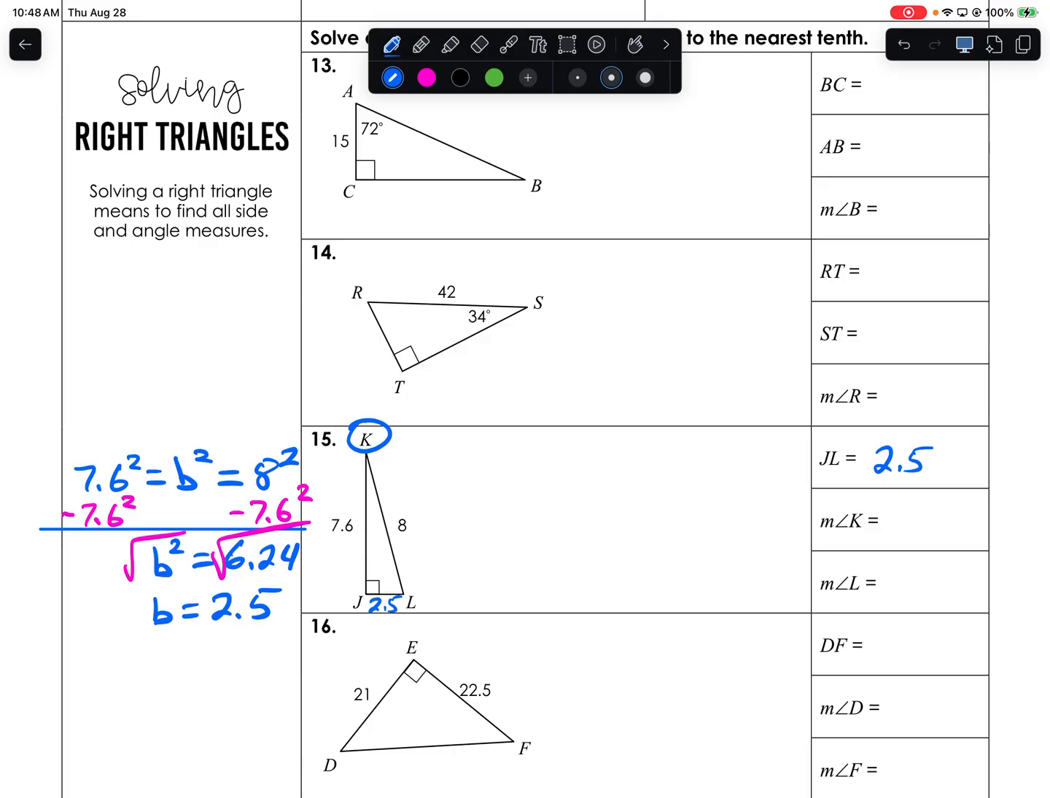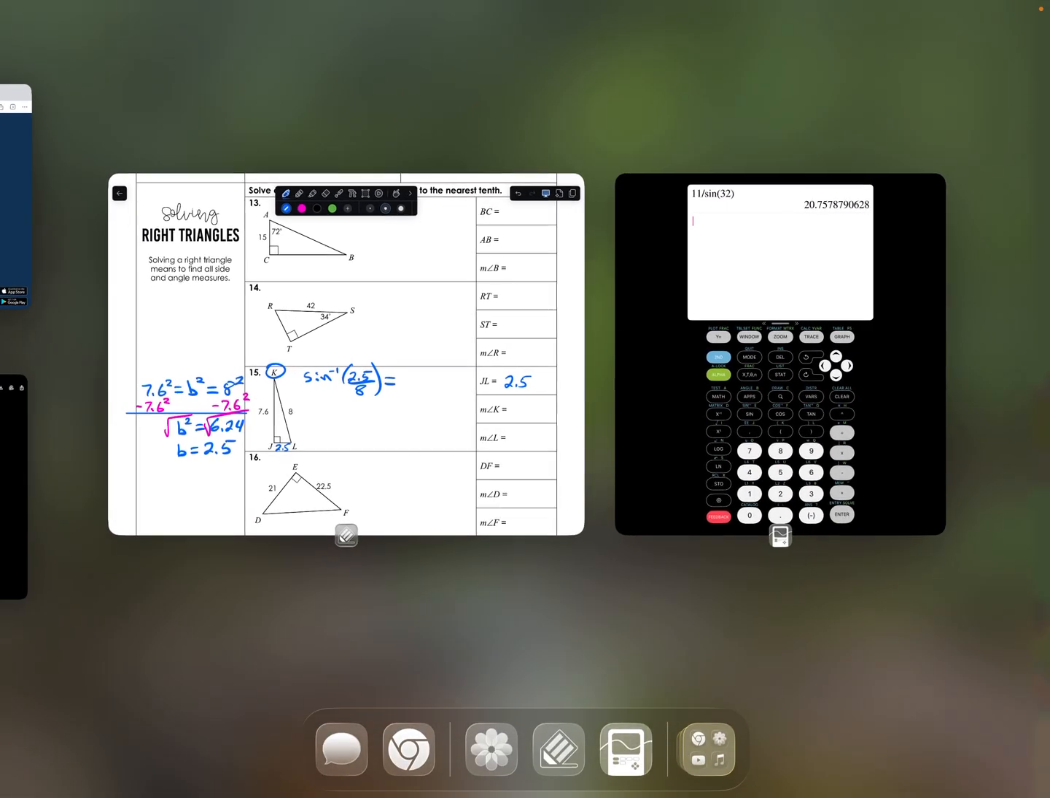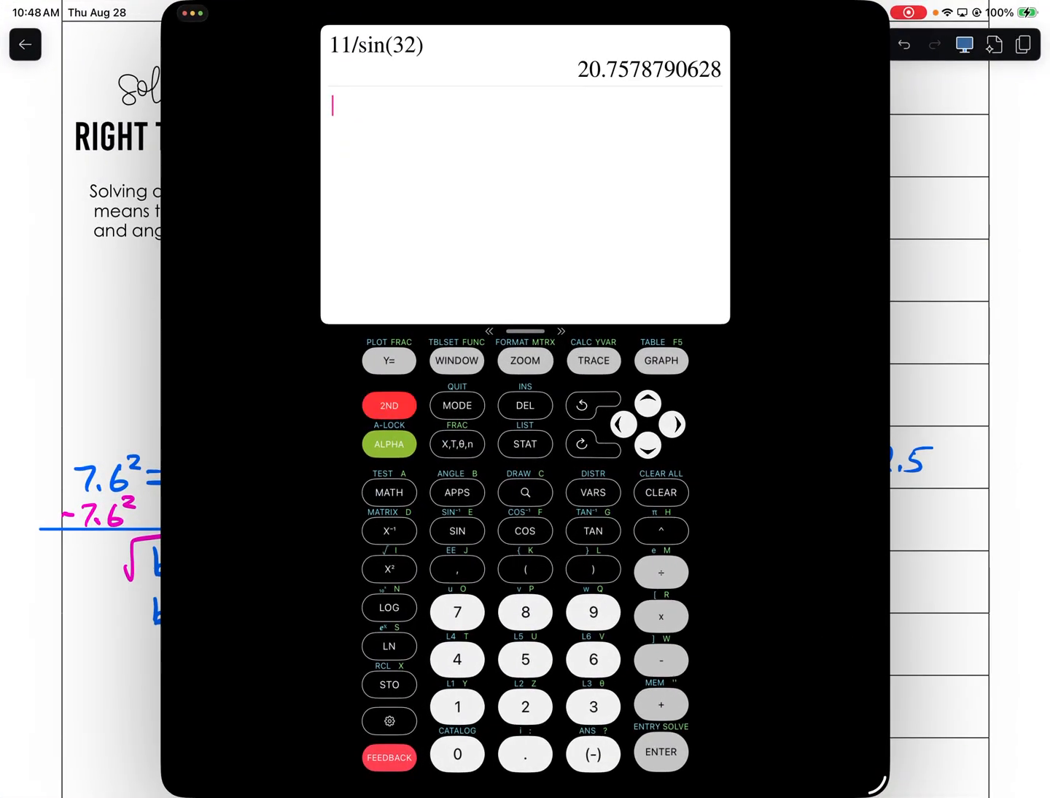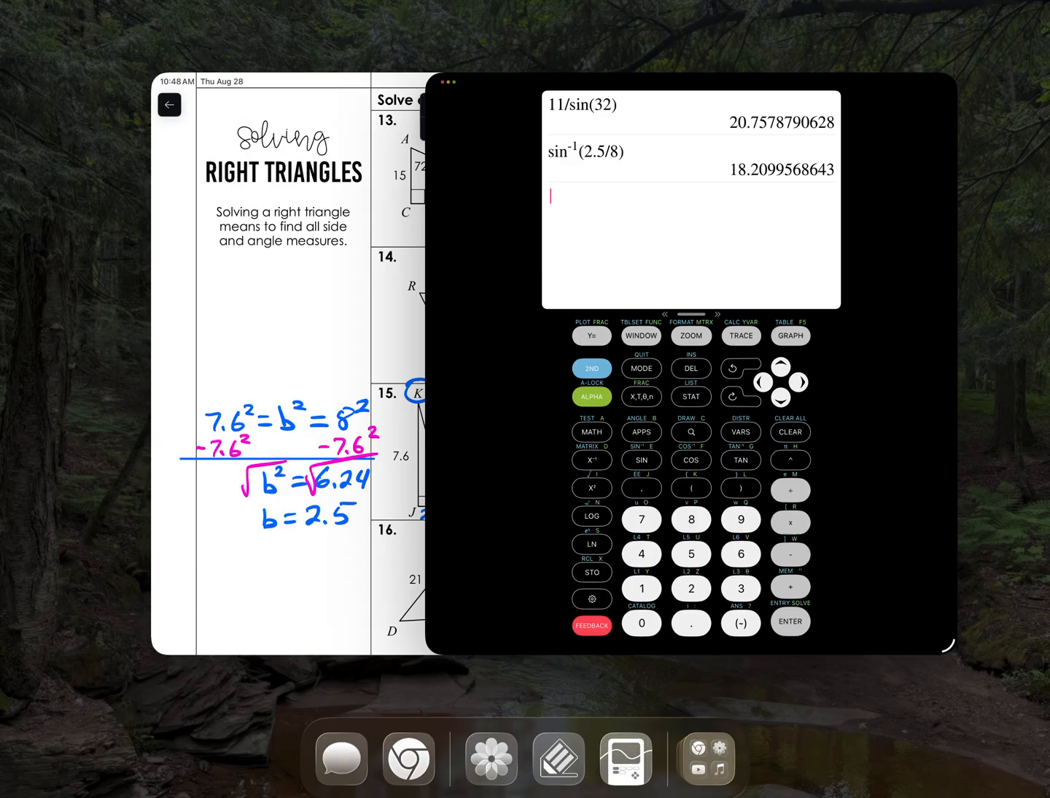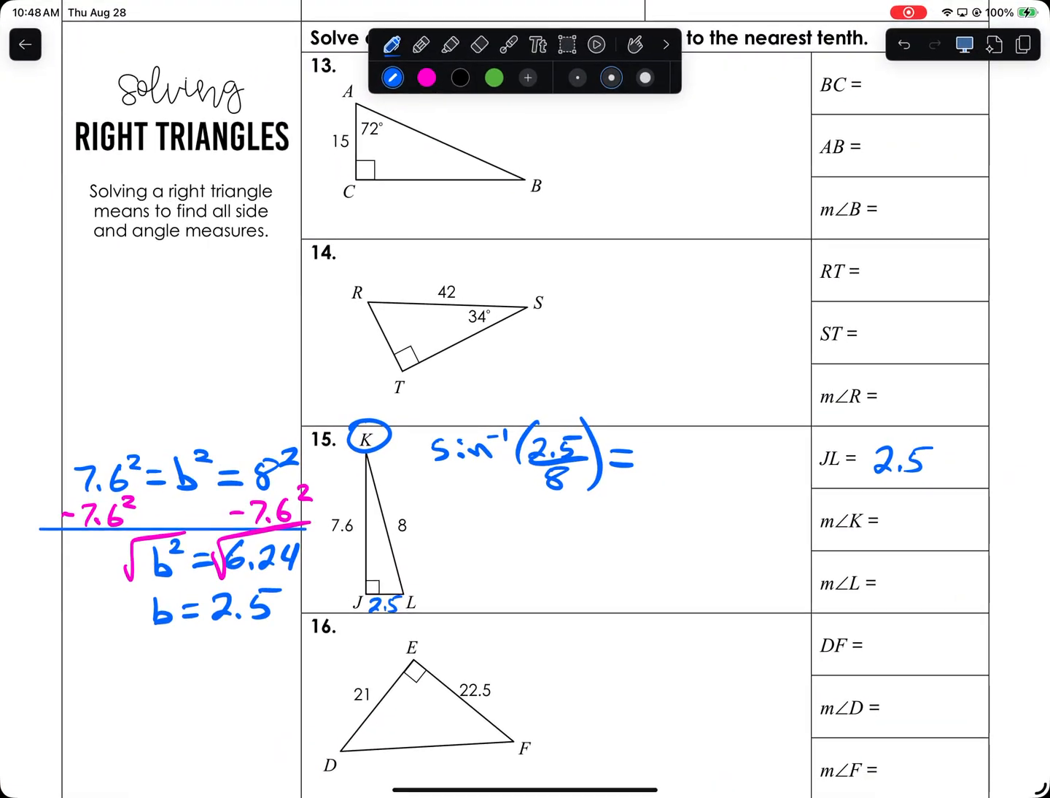Let's do, what do you want to do? Sine, so we'll do opposite over hypotenuse. So we'll go inverse sine of 2.5 over 8. Oops, that was weird. 2.5 over 8. So you hit second sine, 2.5 divided by 8. And we get 18.2 when we do that. Makes sense that that's a little degree too. I don't know if they're always drawn to scale, but this one is.